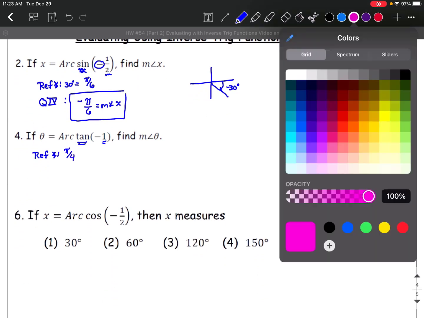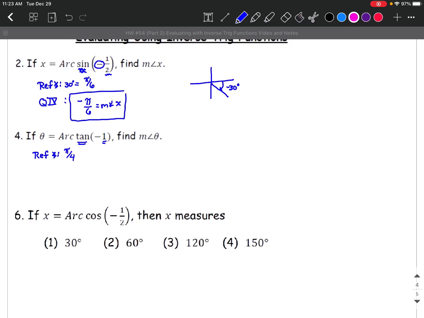Now we're going to say, okay, in which quadrant can tangent be negative? Well, we're only allowed to use the first and the fourth quadrant for tangent. It's positive in the first and negative in the fourth, so we're going to be in quadrant 4. So if we rotate down pi over 4 radians or 45 degrees, our angle theta is negative pi over 4.